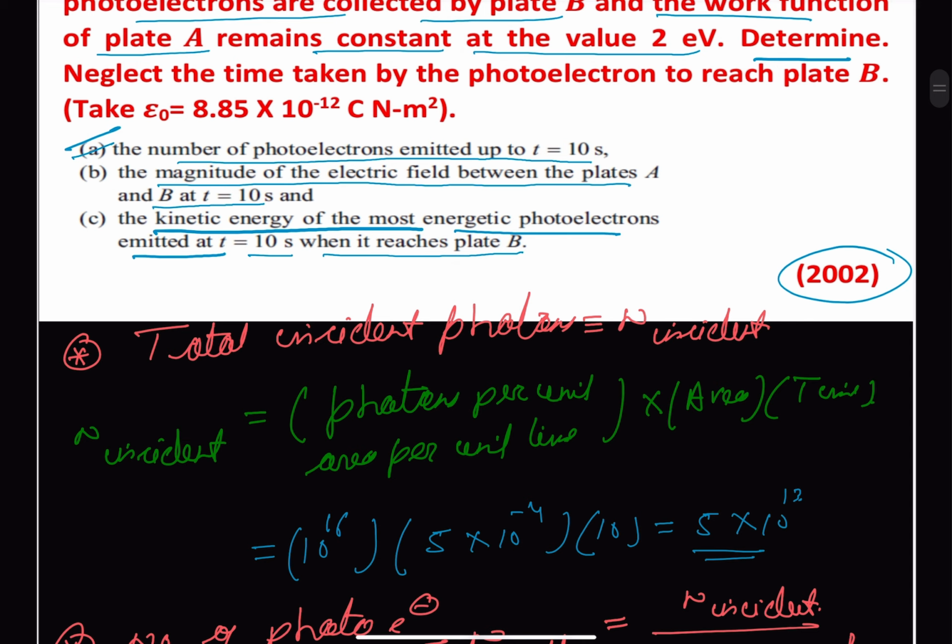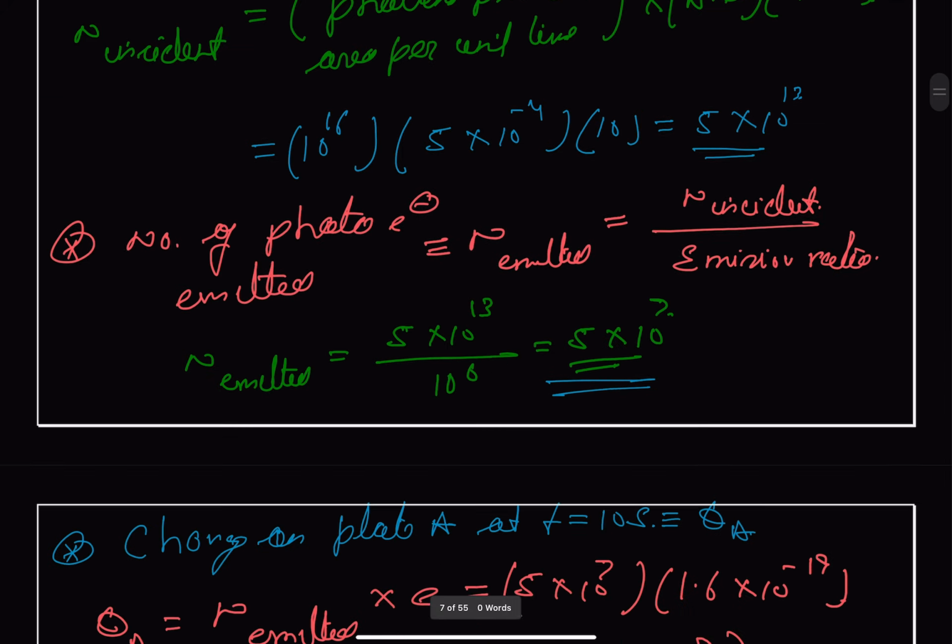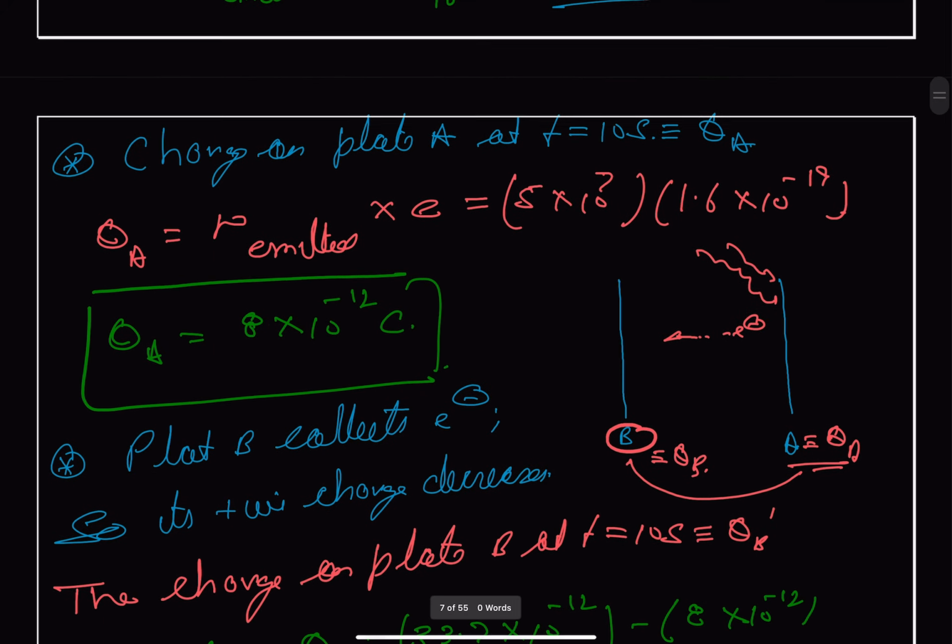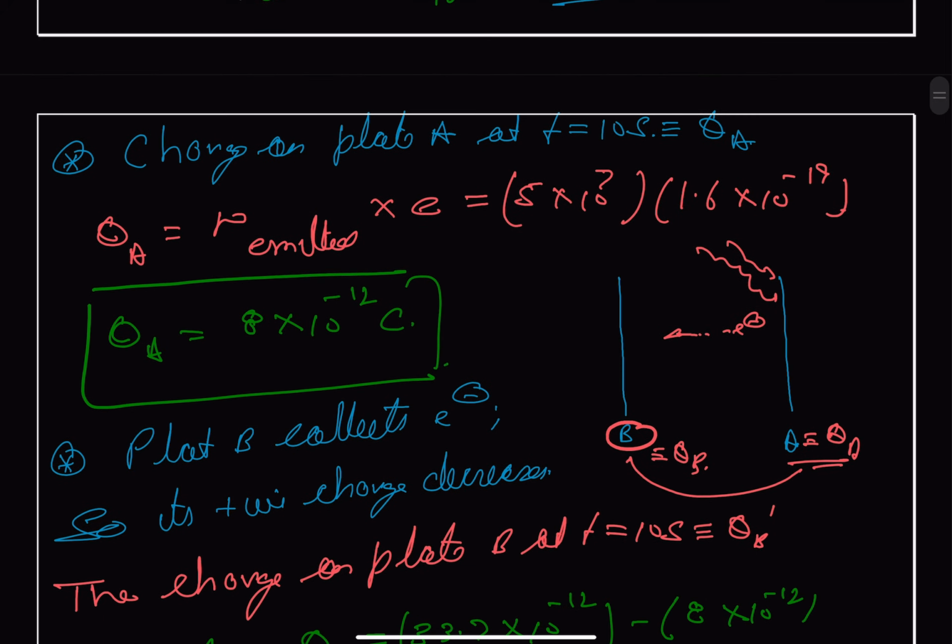Yes, so it asks for the kinetic energy when it reaches plate B. So at plate B it will be equal to its initial kinetic energy, because that is what it gains as incident light forces it to move with some energy, which we found out according to the work function equation. And second will be the work done because of the electric field.